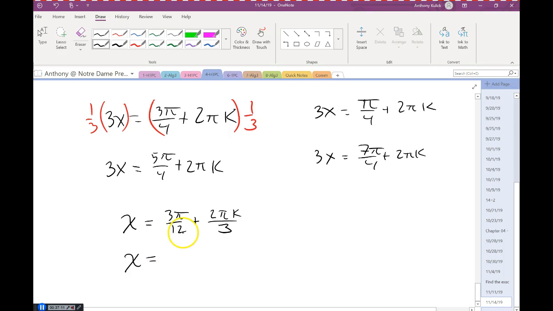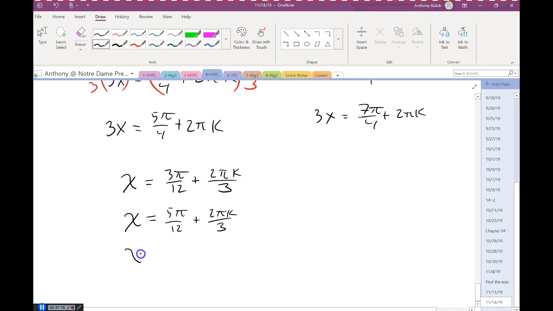So then we also have 5 pi over 12 plus 2 pi k over 3. And we have 7 pi over 12 plus pi k over 3. And then we just have pi over 12 plus pi k over 3.